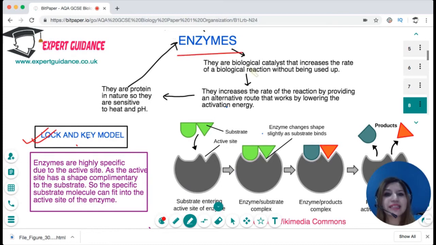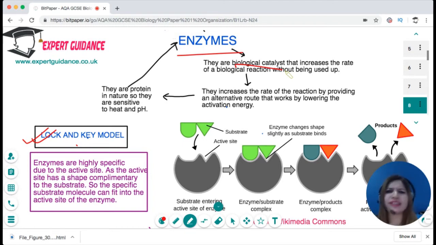So enzymes are biological catalysts. I think in chemistry, you remember what are catalysts? Catalysts are those substances that increase the rate of a reaction without being used up. So if there's a catalyst which is used in a biological reaction, we call it an enzyme. So enzymes are biological catalysts that increase the rate of a biological reaction without being used up.